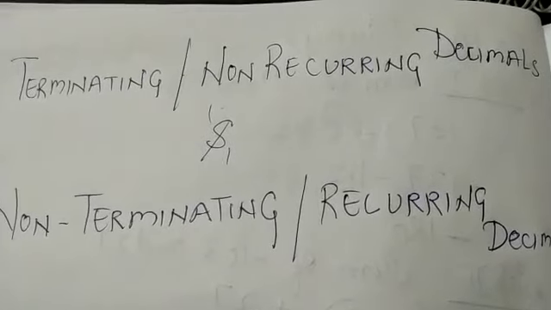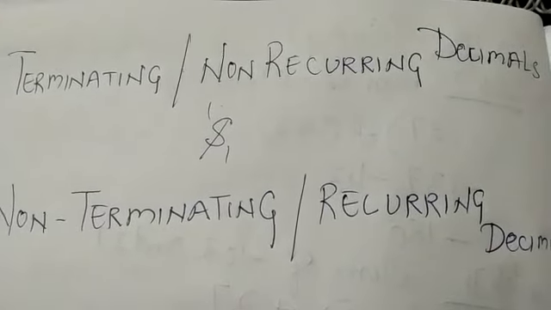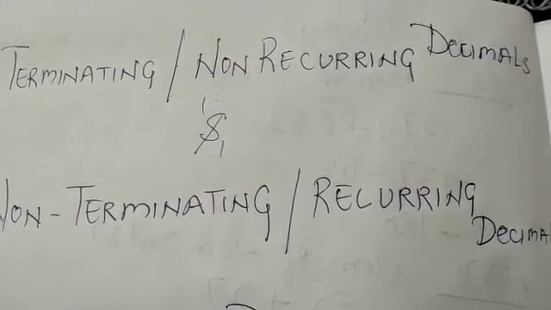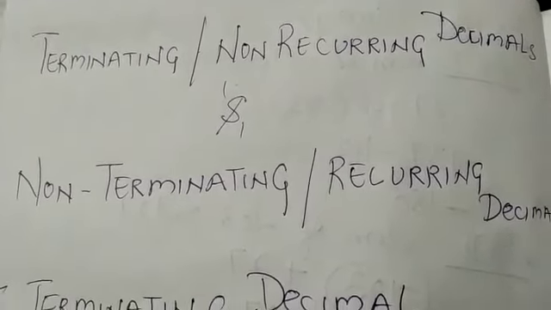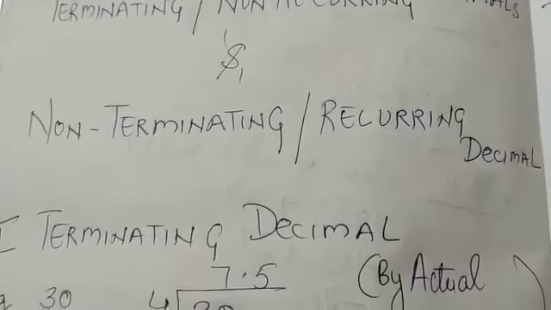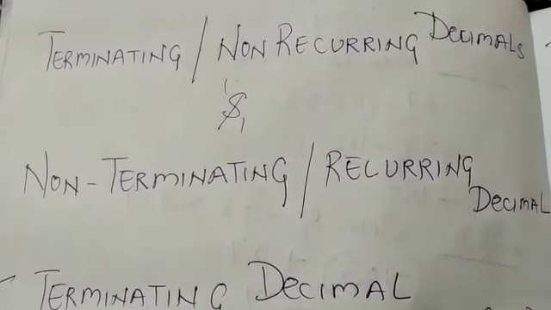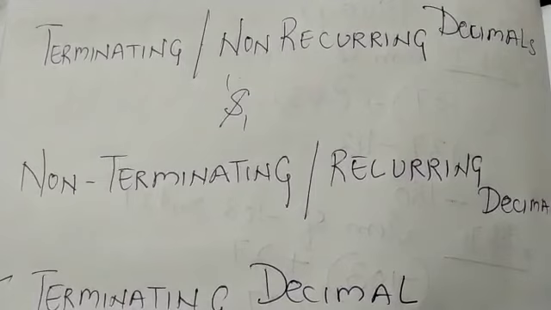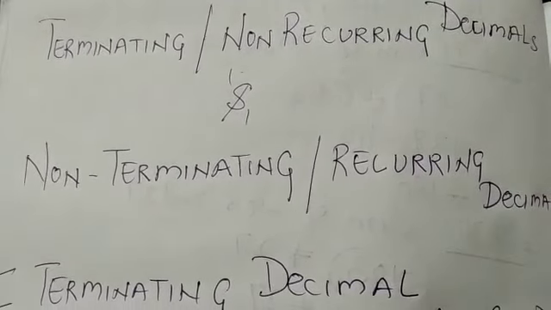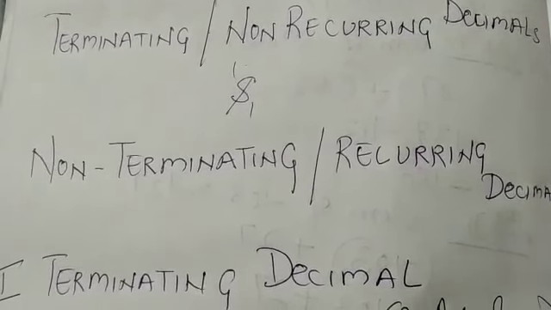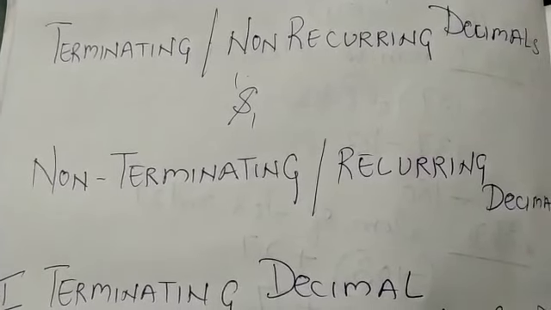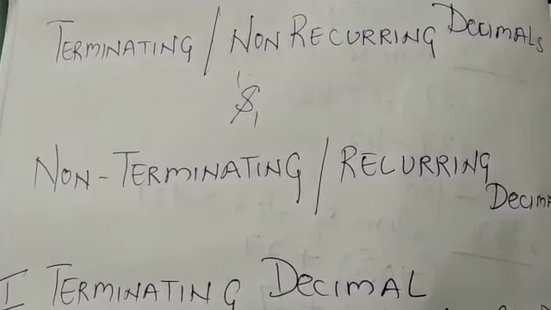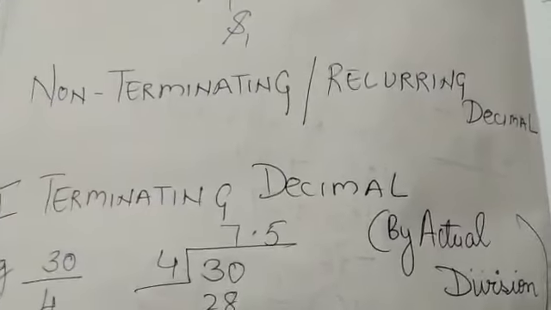Hello children, today I'm going to talk about terminating non-recurring decimals and non-terminating recurring decimals. Terminating or non-terminating decimals can be identified by using two methods, that is by actual division or without actual division. So first we are going to take actual division. Terminating decimal by actual division.